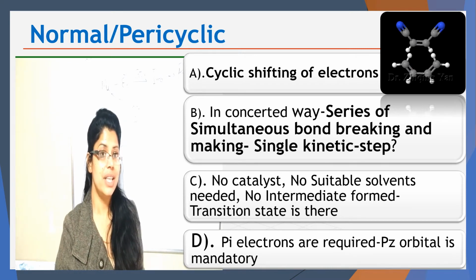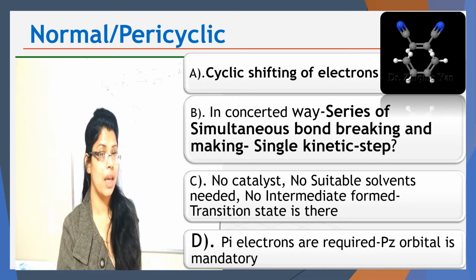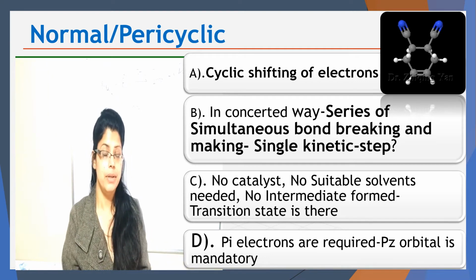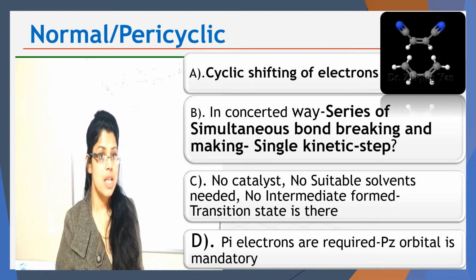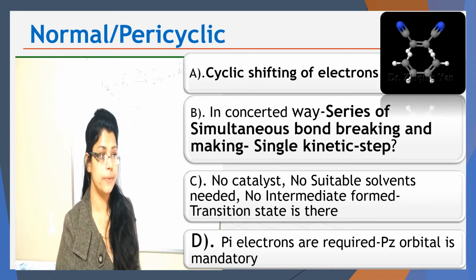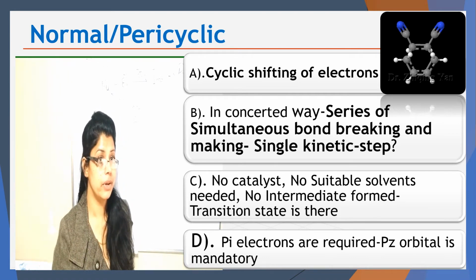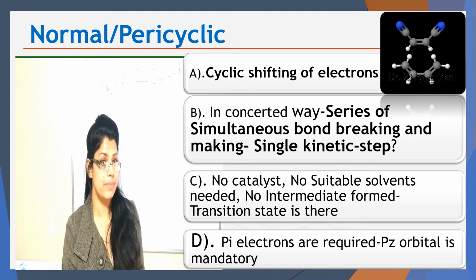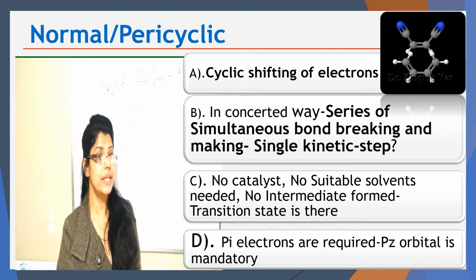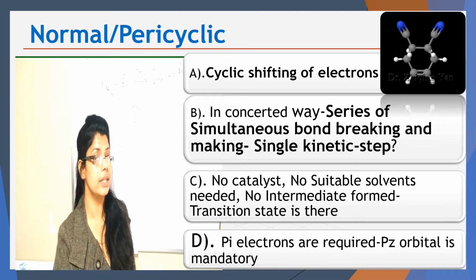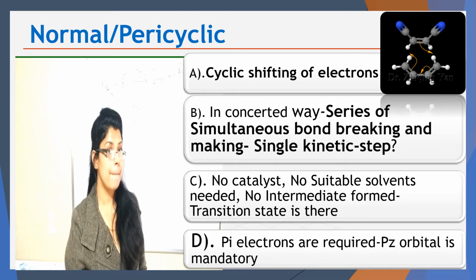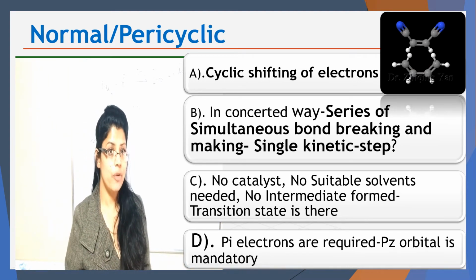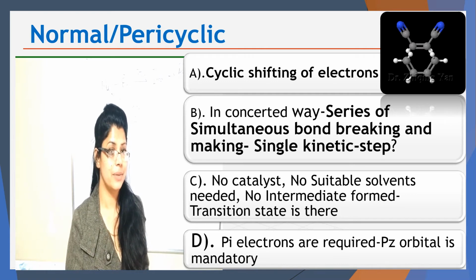These reactions do not have any intermediate. An intermediate is not there, but a transition state is there. The transition state is very short-lived, is not isolable, and is not detected by any spectroscopic technique. So we say there is no intermediate in this reaction, but a transition state is there that finally forms the product.